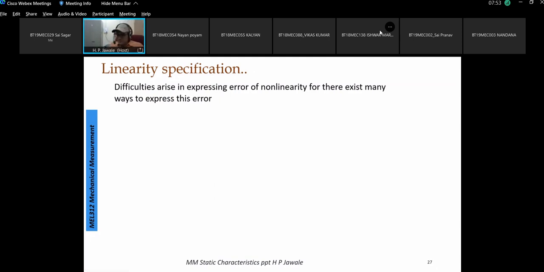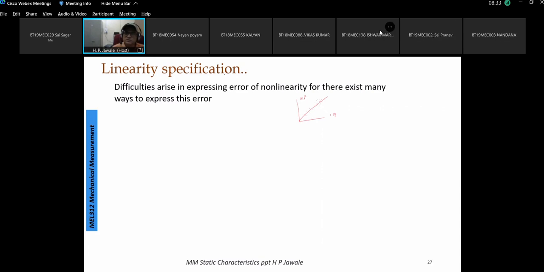in actual practice, the difficulty is there for expressing this linearity error or linearity specification. The reason is very clear. Many times the deviations that we find, say the curve designed is suppose a straight line between the input and the output. The actual reading may be somewhere spread about this line. It can be on one side or on the other side. And the characteristics are found by having a line which is passing through in between. So there are difficulties in specifying.